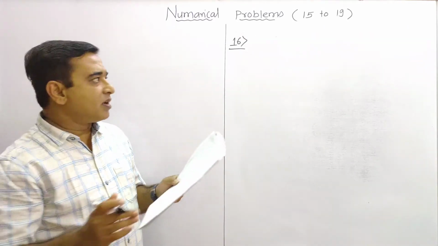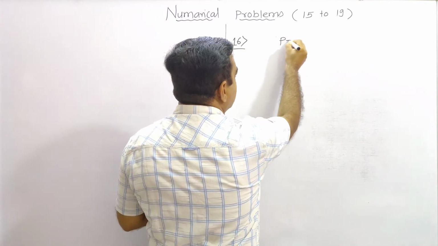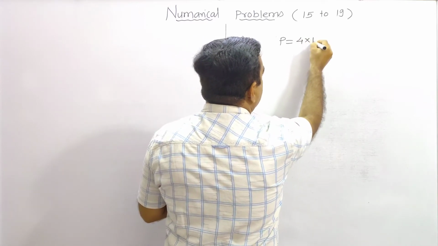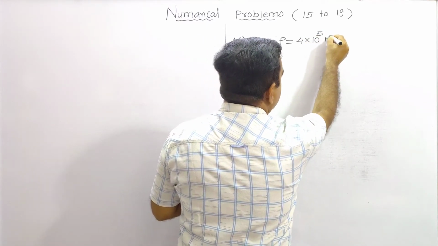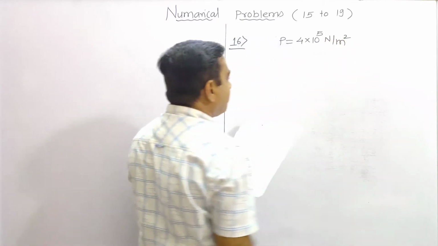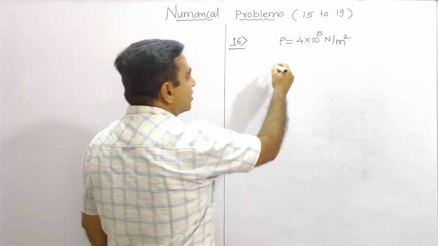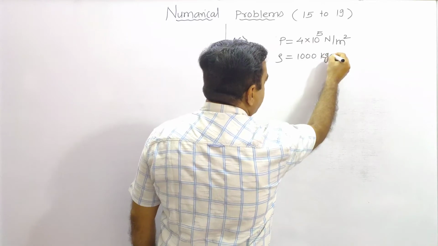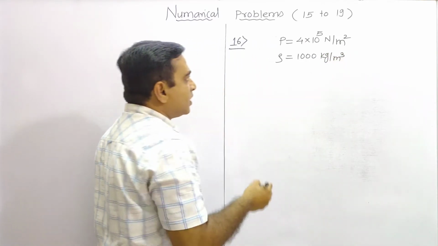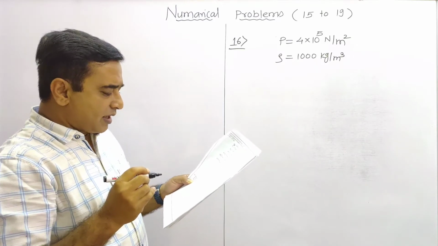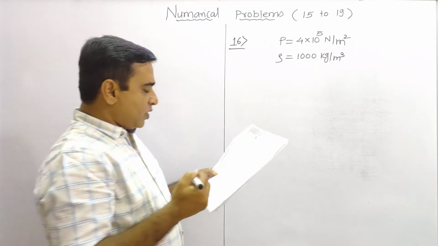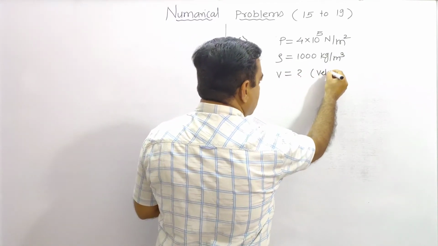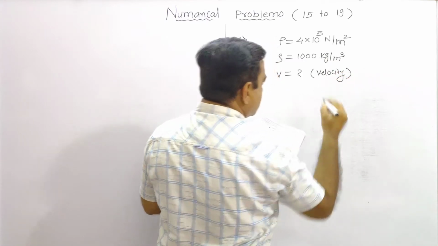What exactly is the pressure given? The pressure given here is 4 into 10 raised to power 5, in SI units Newton per meter square. Then we have the density of water, that is density is equal to 1000 kilogram per meter cube. If this is the density, we need to calculate the velocity. Don't get confused between volume and velocity. So it is a velocity.